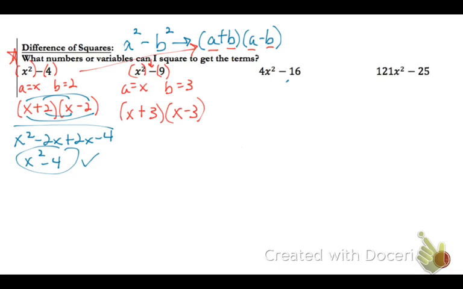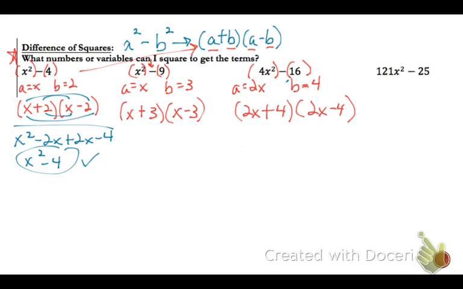Next one, 4x squared minus 16. So getting a little more complex, but you can handle it. What do you square? So this will be our A term. To get 4, well, 2, and then to get x squared, x. What do I square to get 16? 4. So this will factor as 2x plus 4 times 2x minus 4.